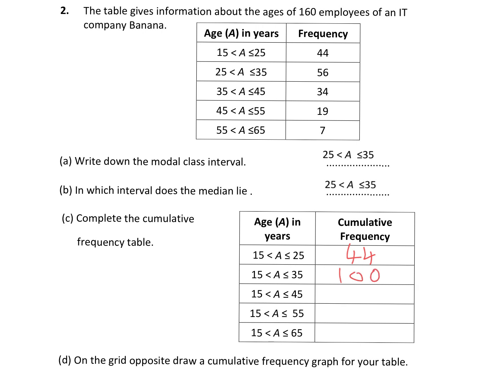Then we've got 34 in the next group, so add that to 100, keep a running total, 134, and then add the 19, 153, and add 7 to get 160. Remember, cumulative frequency is just adding them up as you go along, a running total.